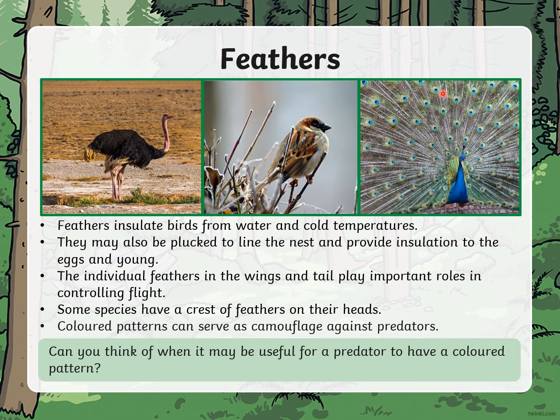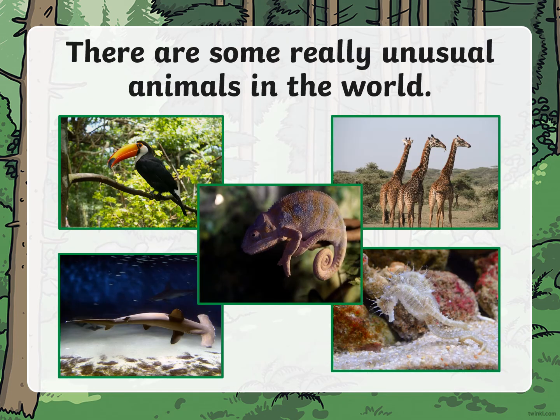The feathers on a peacock. You know why peacocks have feathers like that? Why they have sticky outy feathers? Because it can scare off predators. It can make predators stay away. They'll see that and they'll be terrified. It is quite scary, isn't it? And beautiful. Okay, guys, so there are some really unusual animals in the world.